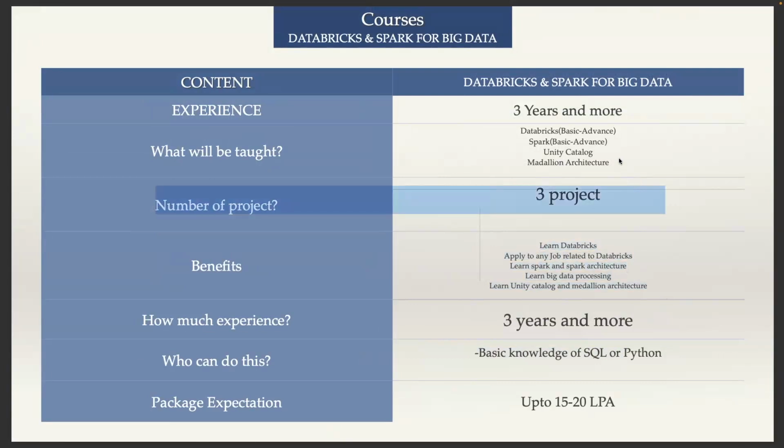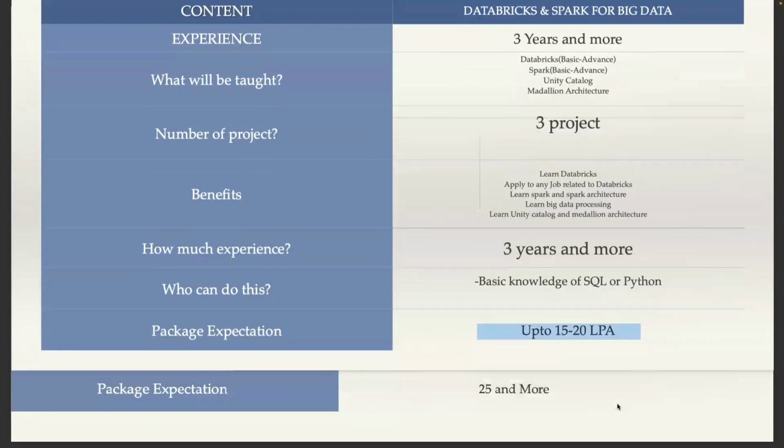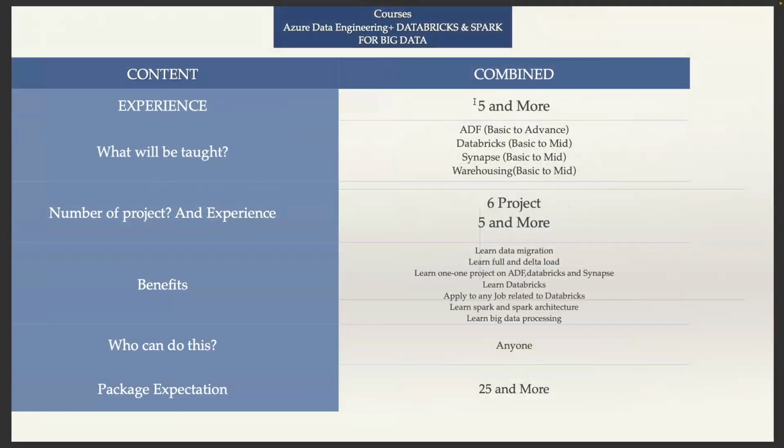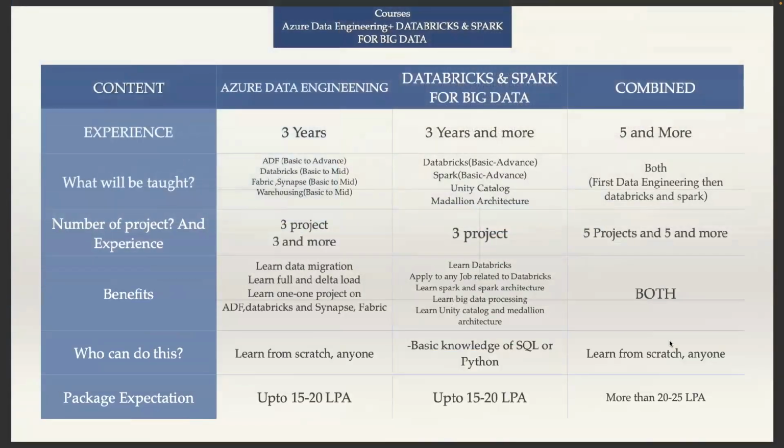Right, you do three projects. You learn about Databricks, Spark architecture, Unity Catalog, modeling architecture. You crack up to 15 to 20 LPA. Now, if you are a more experienced person, you should go for a combined course. You learn about Databricks, Spark, Synapse, warehousing, 6 projects, ADF, data migration, full load, delta load. Anybody can do this. And if your expectation is more than this, then you can do this course.